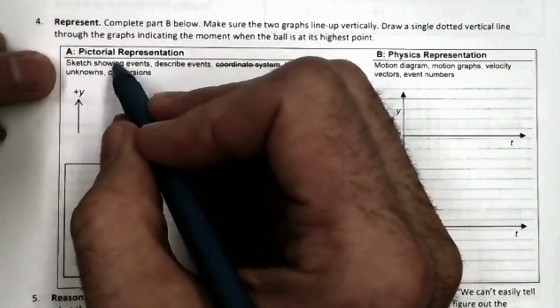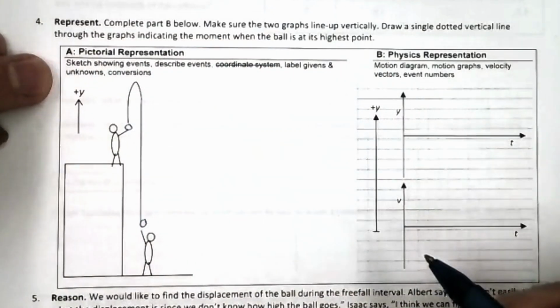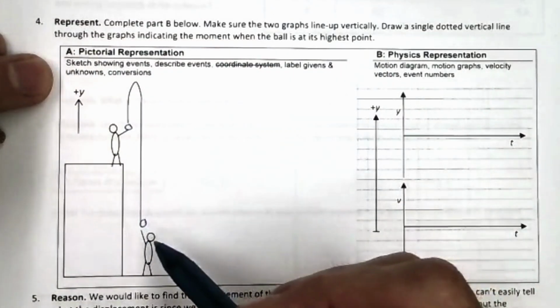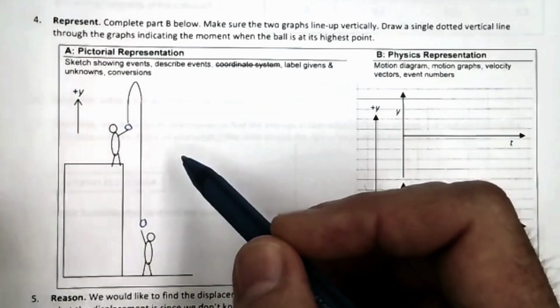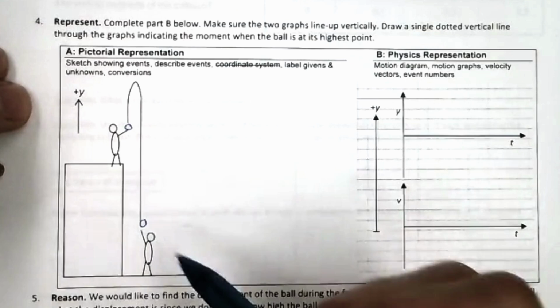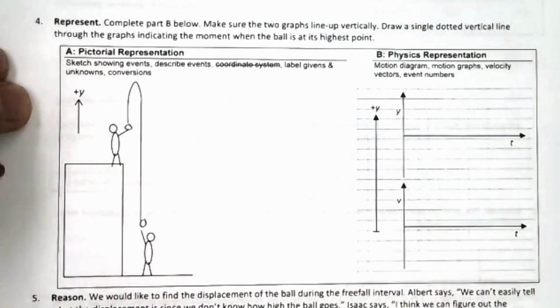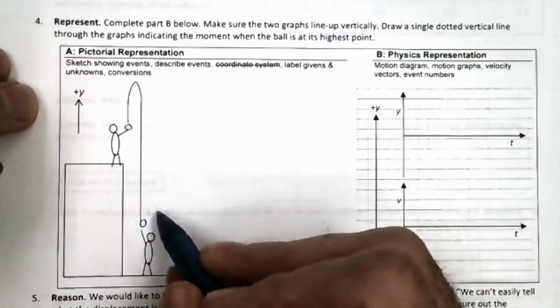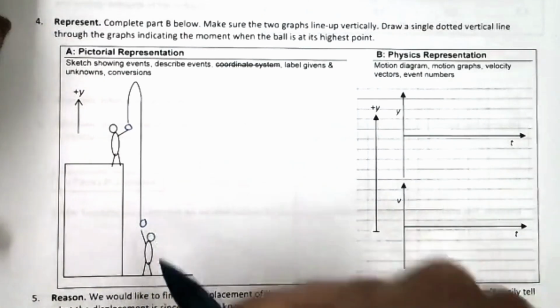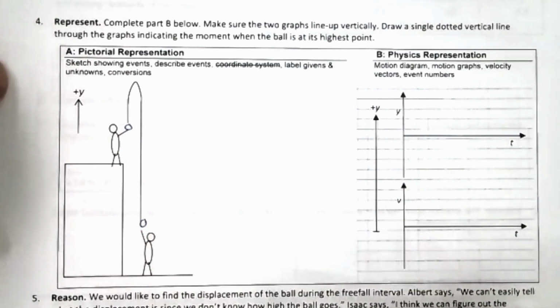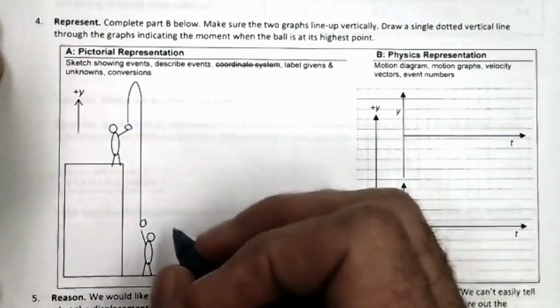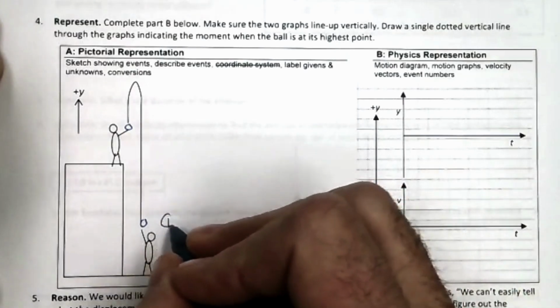So our first step is the sketch showing the events. In any problem, we could put all sorts of different events. The key to choosing good events is simply to ask the question, at what moments in time do we know things about the problem, and what moments in time are we interested in finding out things? So we've been given information about the starting point here, and we're interested in when Albert catches the ball up here. And so that helps us to make our decision. We have one event down here.